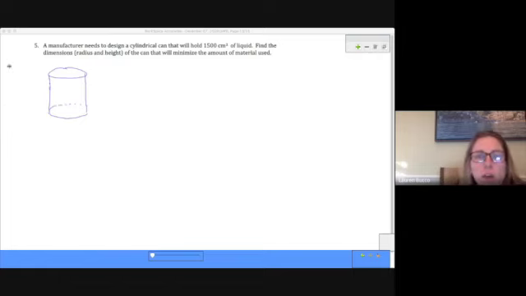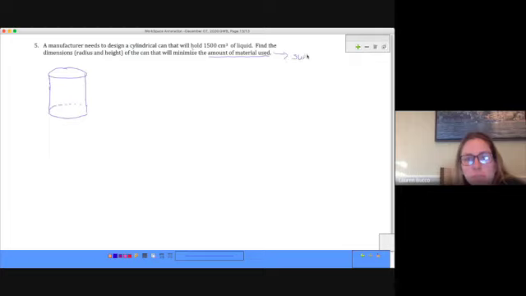Okay. The can's going to hold 1,500 cubic centimeters of liquid, so that's the volume. Find the dimensions, radius, and height, of the can that will minimize the amount of material used. Huh. That's surface area, isn't it?